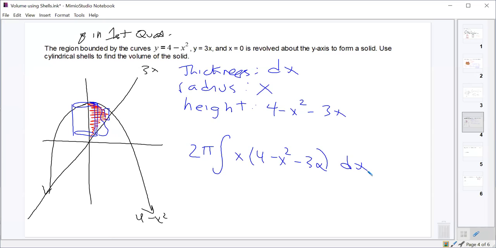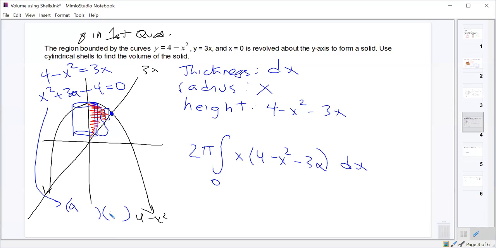The furthest left point of my region is 0. The furthest right point of my region is this intersection point. Yes? We need to find that intersection point. How do we find an intersection point without our calculator? Set the equations equal to each other. So what do we have? We have 4 minus x squared equals 3x, or x squared plus 3x minus 4 equals 0. Factor that. What does that factor to? Ought to be x plus 4, x minus 1.